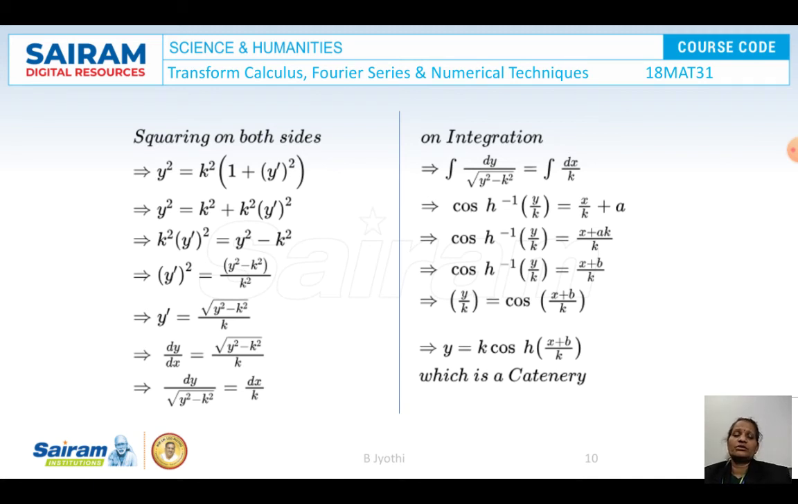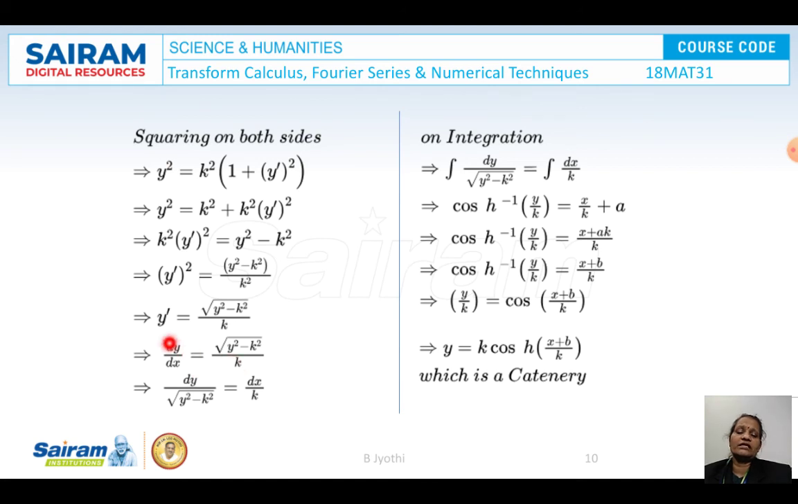Now let us square it on both sides. Then we get y square equals k square into 1 plus y dash square, or y square equals k square plus k square y dash square, or k square y dash square equals, taking k square to the other side, y square minus k square. Retaining only y dash square, we get y dash square equals y square minus k square divided by k square. Or taking the root on both sides, y dash equals root of y square minus k square divided by k. That is, dy by dx equals this.